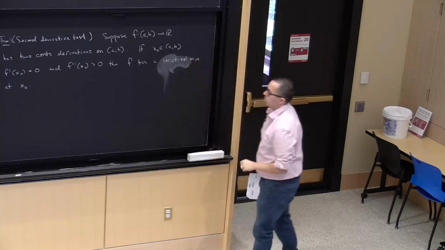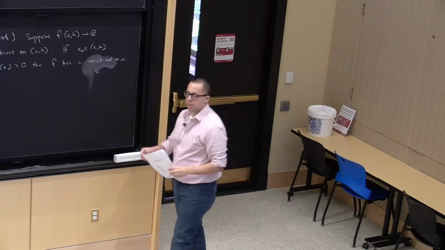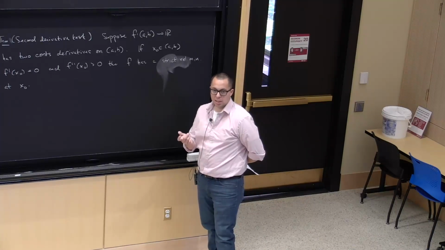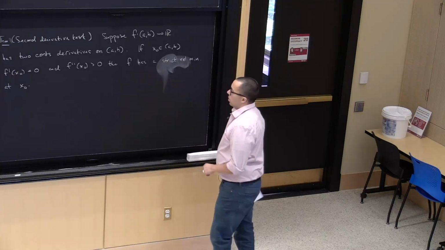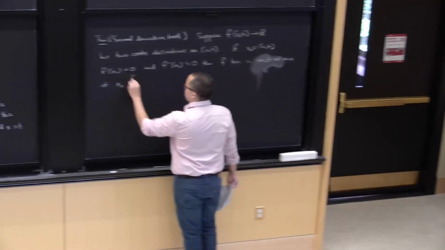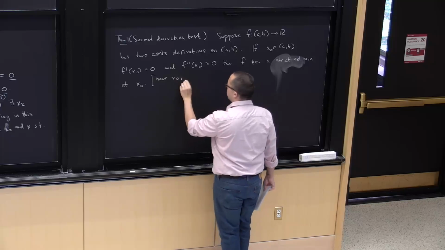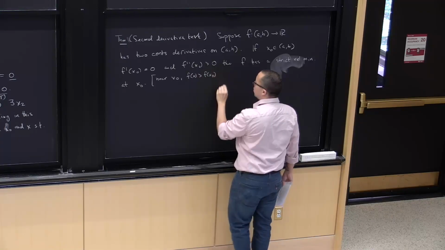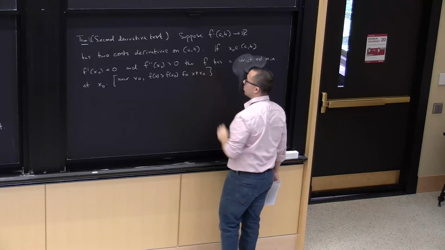What's the difference between a strict relative min and just a relative min? By a strict relative min, I mean that if I'm at any point other than x0 and I'm nearby, then f of x is bigger than f of x0. Okay? So let me just write that here. That means near x0, okay?